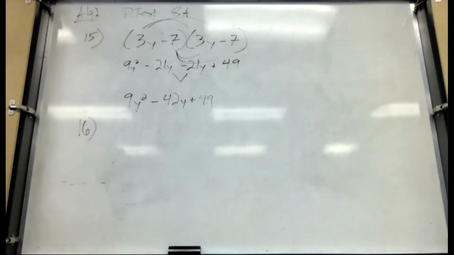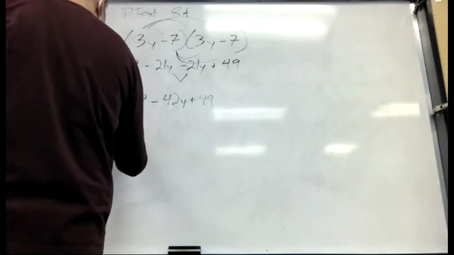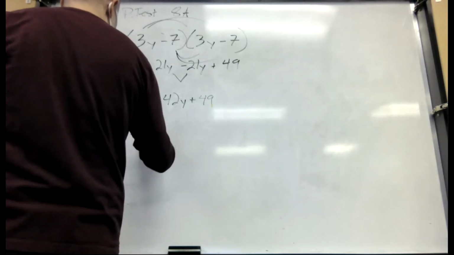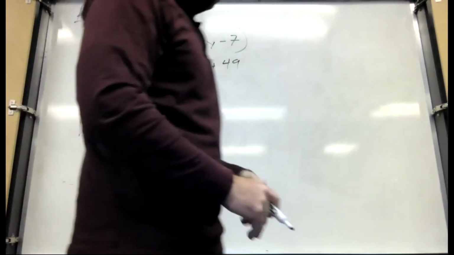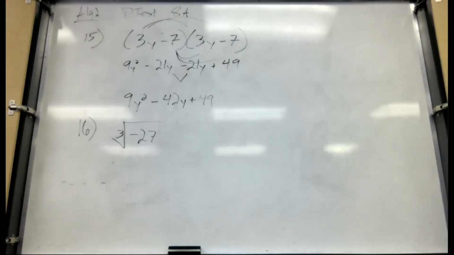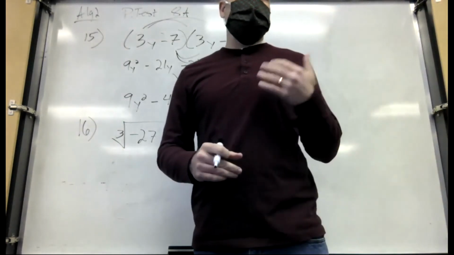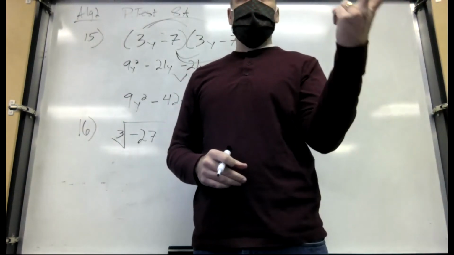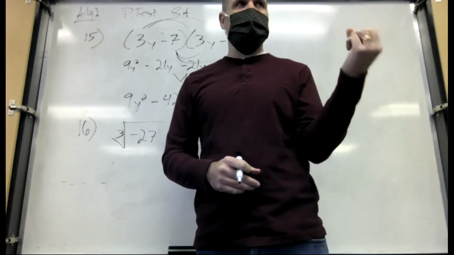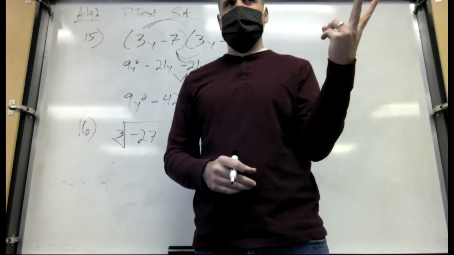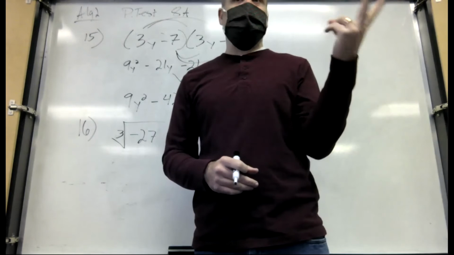Number 16, simplify the cube root of a negative number. That's fine. But to find a square root of a negative number, that's imaginary numbers, which we're going to talk about soon. I'm very excited about that. But you can cube root a negative number because a negative times a negative times a negative could equal a negative. But a negative times a negative can equal a positive. Or a negative times a negative can equal a negative.